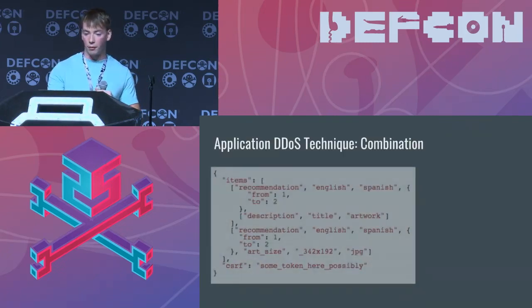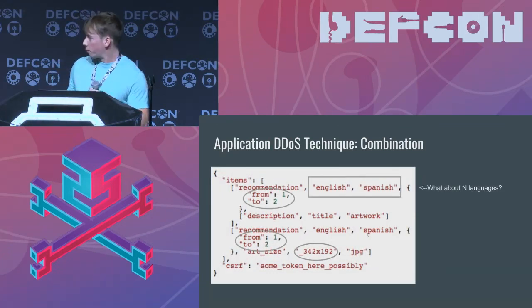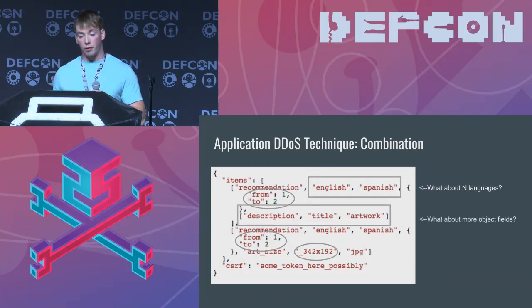Or we can use a combination, right? So we can just toggle everything. Let's just turn all the knobs that we possibly can. But what about languages, right? You guys probably noticed English and Spanish. What if we put French, Cantonese? Or what if we touch these object fields that it's obviously looking for: description, title, artwork. Maybe if we put more object fields in there, we would touch more microservices.